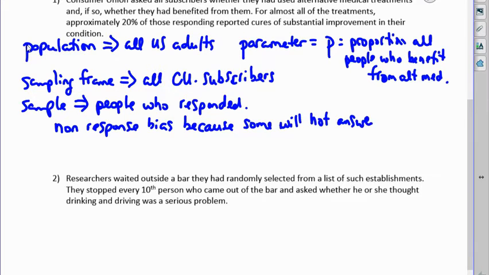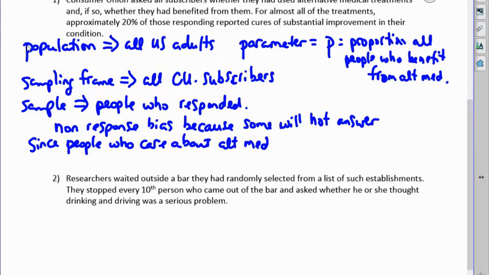And so who did answer? Only people who feel strongly, who care about alternative treatments, will reply. Since people who care about alternative medicine will be expected to reply.